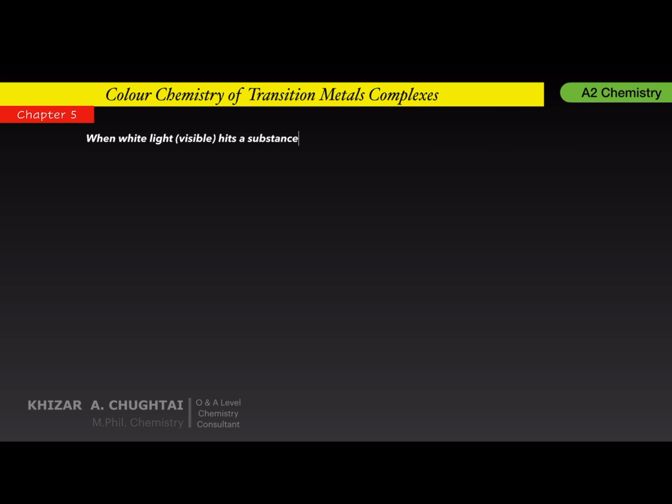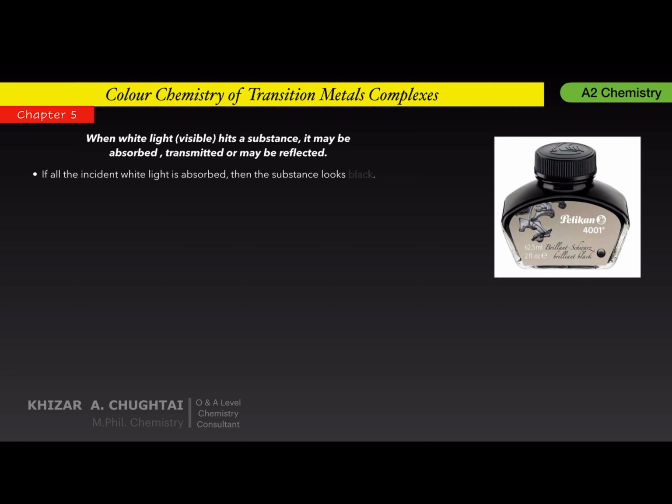When white light hits a substance, it may be absorbed, transmitted, or reflected. So once again, there are three major possibilities. When white light hits the substance, it may be absorbed, it may be transmitted, or it may be wholly reflected towards the eye of the viewer. If all incident white light is absorbed, then the substance looks black.